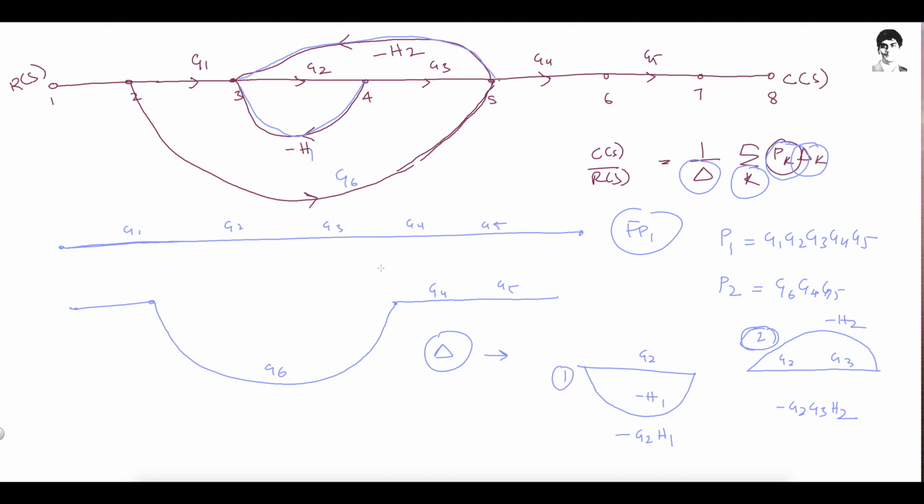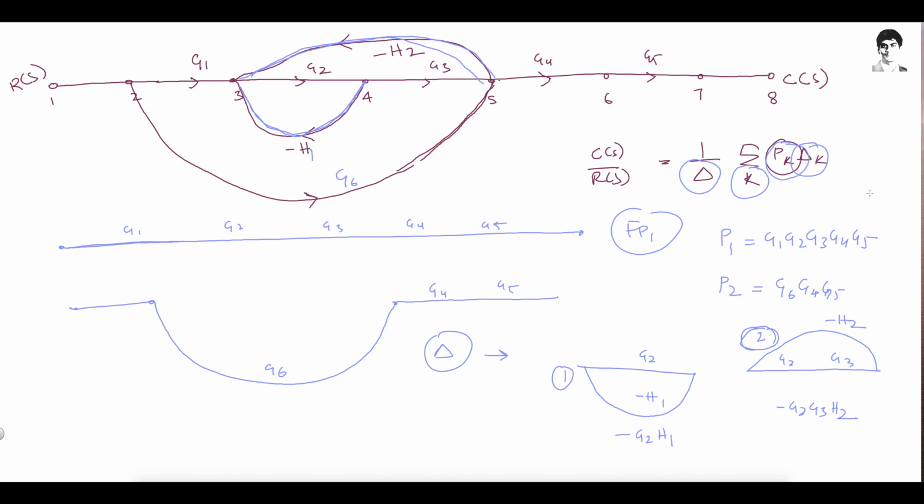Now how do we find out delta? We need to find out what are the non-touching loops here. How many loops are there? There are two loops. This is one loop. This is one more loop. So there are actually no non-touching loops here.